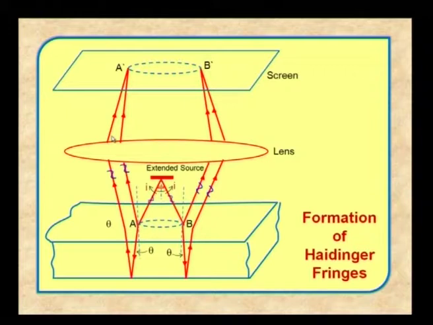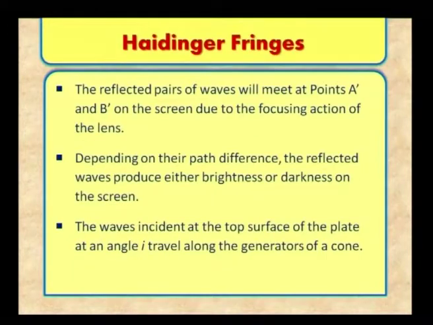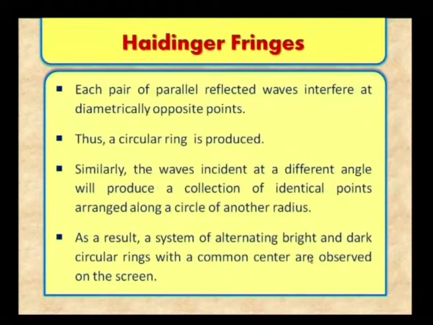These two rays will be interfering, and I will now show you the conditions which are to be satisfied by these two rays which are coming here. When they interfere, what are the conditions under which there will be constructive or destructive interference? The waves incident on the top surface of the plate at an angle i travel along the generators of a cone. Each parallel reflected wave interferes at diametrically opposite points, the points A prime and B prime. Thus, a circular ring is produced, something like in the Newton's rings case.